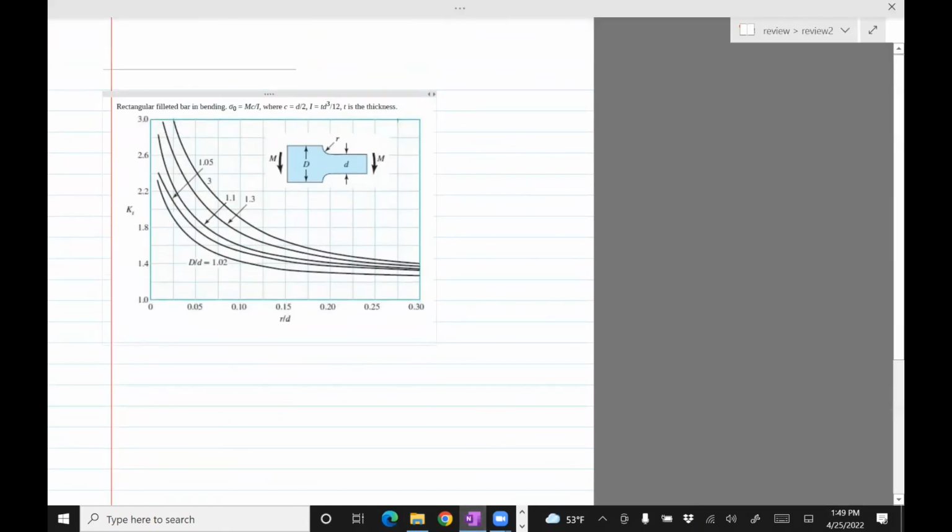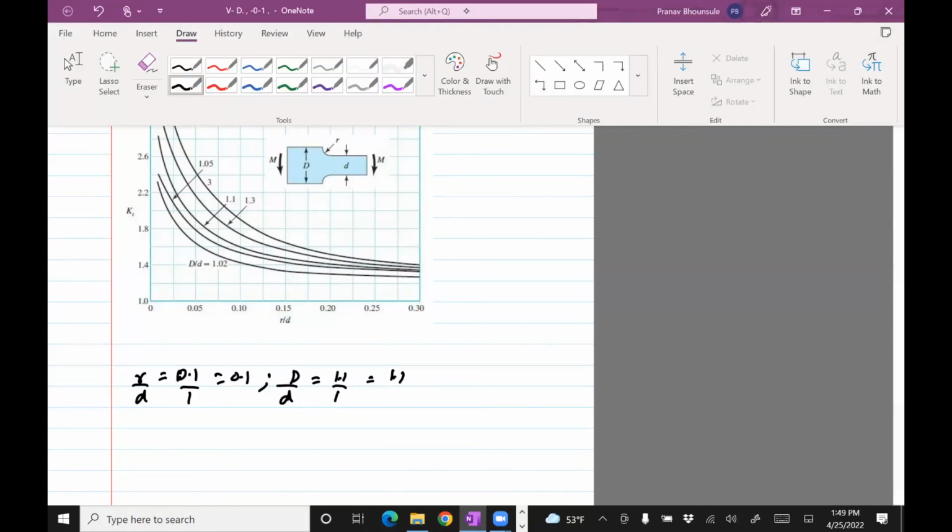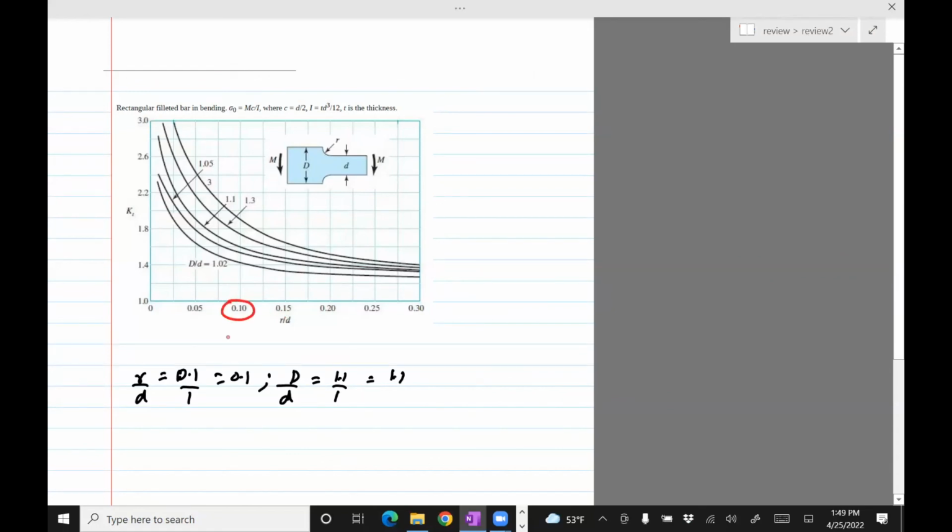So what we need here is R divided by D. I'll write that down quickly. It's 1.1 divided by 1, which is 1.1. We need capital D divided by small d. So that is, again, 1.1 divided by 1. I'm doing something wrong. R is 0.1, my bad. So we have 0.1 for R over d, and then we have capital D divided by small d of 1.1. So it's this point. So 1.6, that's our KT.